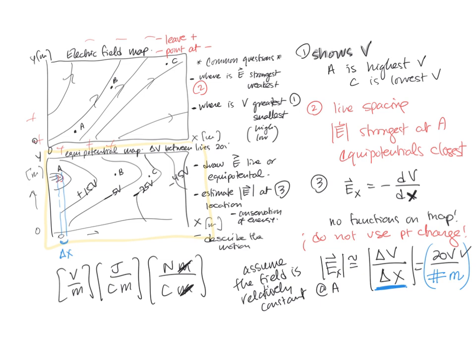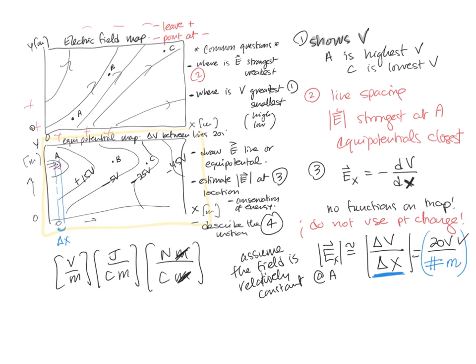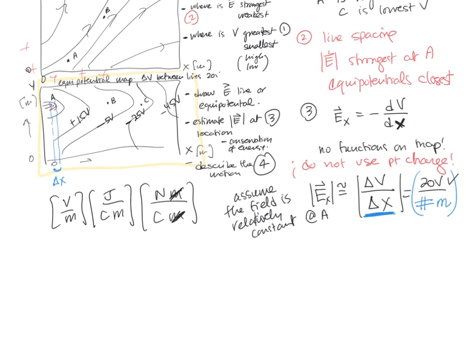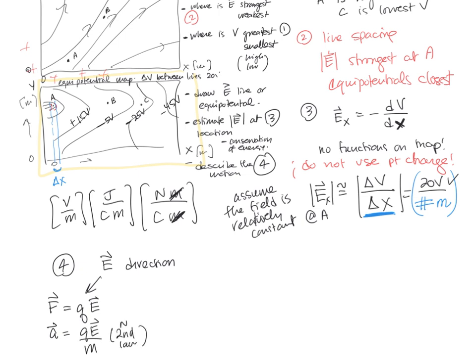Conservation of energy questions. Well, let's talk about describing the motion because that's harder. Okay, describing the motion. So the first thing you need to know is that the electric field is what's going to cause the force. So the force on the object is equal to its charge times the electric field. The acceleration of the object is equal to the force divided by the mass. This is Newton's second law. Okay, so to describe the motion, you have to know which way the field points.